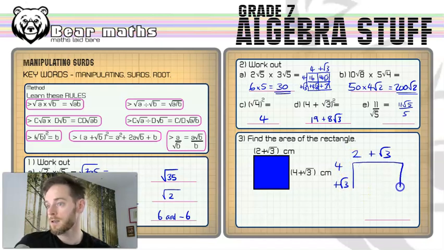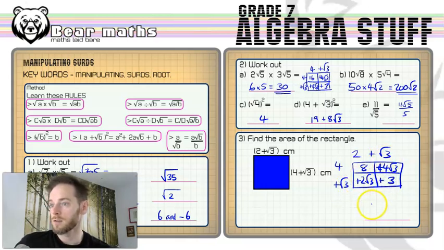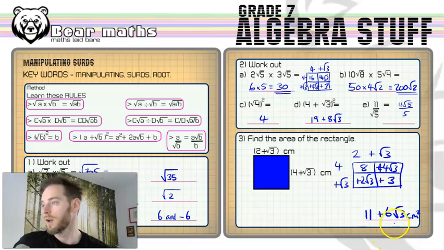Okay, and we're going to get that grid again, and we're going to do the multiplication. So 4 times 2 is 8 plus 4 root 3, and then plus 2 root 3, and then positive. So root 3 times root 3 is just 3. Okay, so what we've got there is the answer. Pretty much. We've got 8 plus 3, which is 11, and then plus 6 root 3s. And that would be in centimeters squared because it's an area, it's a contextual question. All right, so there you go.